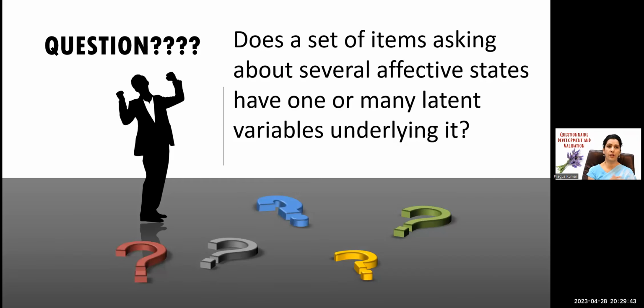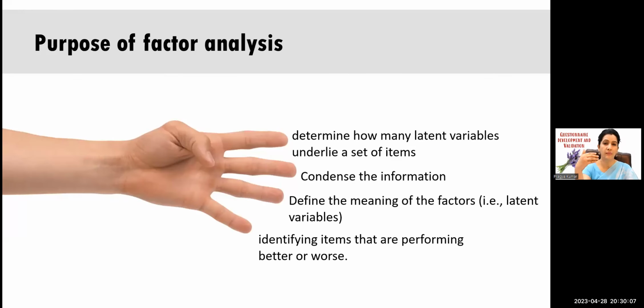So then what should I do? If I have to measure something and there are several affective states, how will I come to know that this latent variable affect, which I am going to measure, how many domains it has got? It is breaking into how many sub-constructs, you can say. So how to decide for that? So ultimately, factor analysis decides for that. So it decides how many latent variables underlie a set of items.